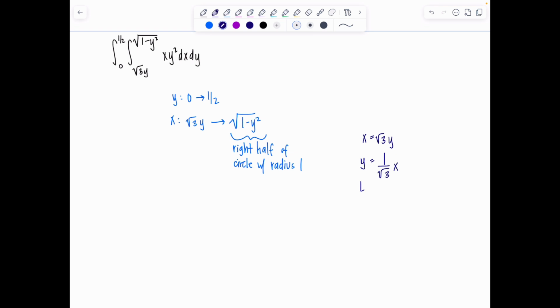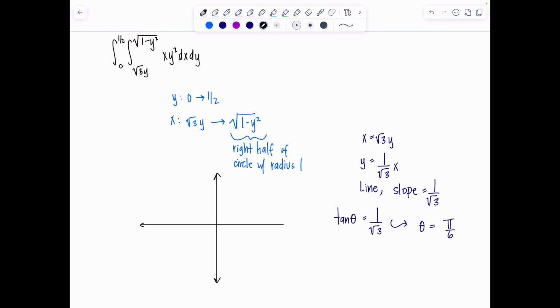This is a line, guys. Don't freak out. The slope is 1 over rad 3. And I told you tangent of theta is that slope. So what's theta? When is tangent 1 over rad 3 at pi over 6? That's important. So here we go. We have a circle and it's being cut. Oh no, why must we cut the circle? XY, circle. Cute. We're only looking at the right half of the circle. Okay.